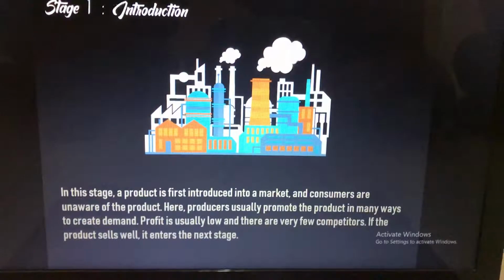So, in the first stage, which is known as introduction, a product is first introduced into a market and consumers are still unaware. So in this stage, the product has just been produced, so it is not that popular, there's not a lot of demand, and also there's very few competitors because it's a new product. What producers will do in this stage is promote the product in many ways, such as commercials, billboard advertisements, and so on. So if the product sells well, it will enter the next stage.